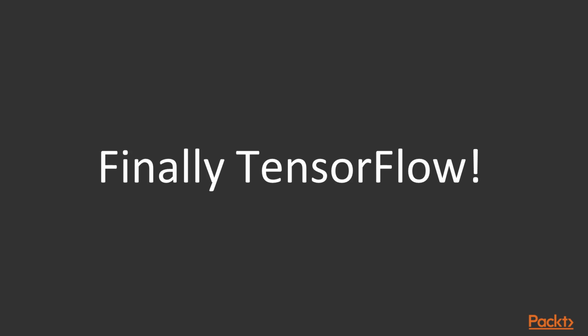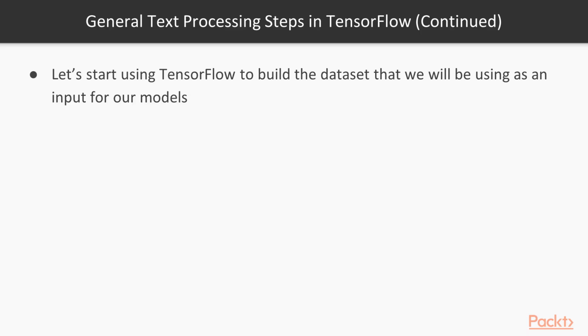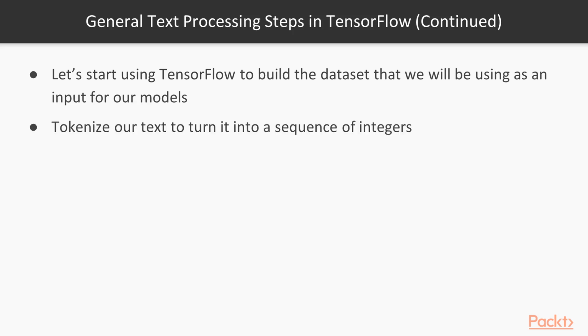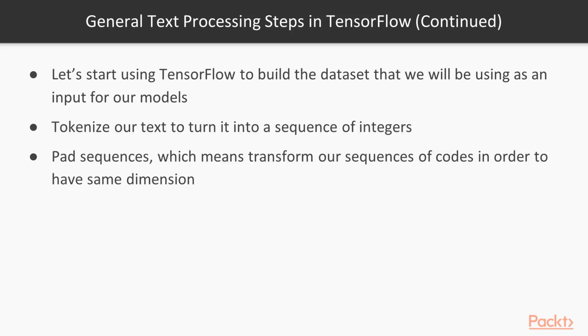Finally, TensorFlow. Now that we used other Python packages to clean and prepare our text, let's start using TensorFlow to build a dataset that we will be using as an input for our models. The general text processing steps in TensorFlow are the following. Tokenize our text to turn it into a sequence of integers. Then pad sequences, which means transform our sequences of codes in order to have the same dimension. We will see an example that explains this clearly.